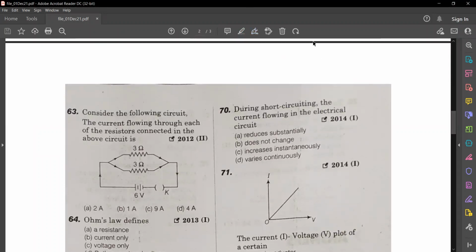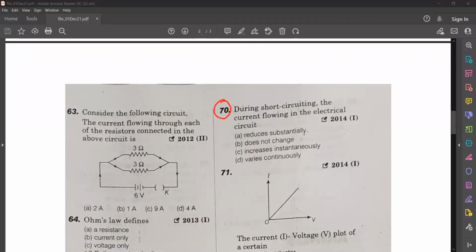Read the question number 70. During short circuiting, the current flowing in the electric circuit is: reduces substantially, does not change, increases instantaneously, or varies continuously. Okay, so read the statements and give me the answer.